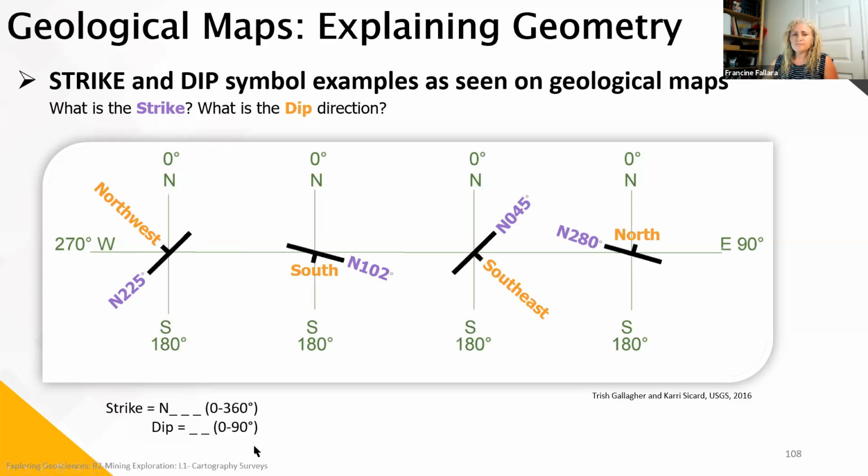And the convention for the strike direction is, as I showed, between 0 and 360 degrees. And the dip, since it's the angle between your strike direction and your incline, which is a right angle, by definition has a maximum of 90 degrees. So it has to be between 0 and 90 degrees. So this is how they are calculated.